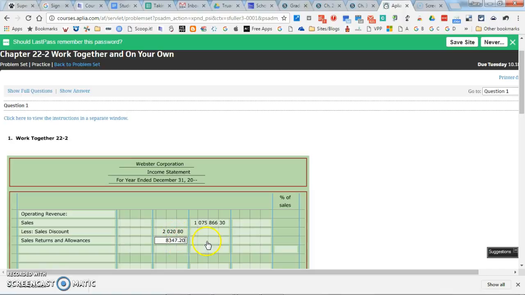Now if you remember back to when we did this in Accounting 1, we're now going to add these two together and put that amount here. So that's going to be $10,368.00. And so then our next line is net sales. And so we'll take our sales minus that total, and it's going to go in the fourth column. So that's going to be $1,065,500.30.